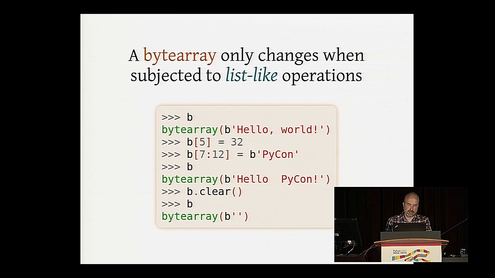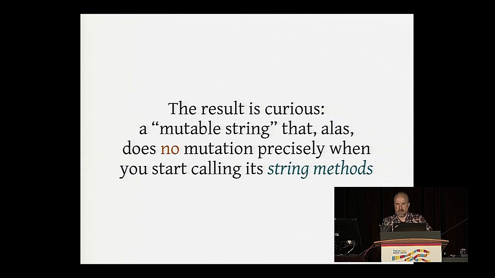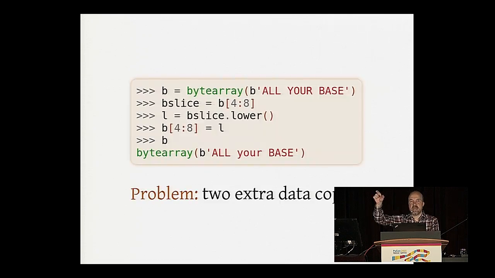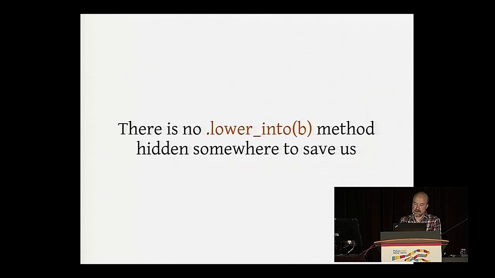A byte array only changes when subjected to list-like operations, like assignment to an index or assignment to a slice or .clear. And so the result, if you try writing a network algorithm or something with this, is curious. You have a mutable string that, alas, does no mutation precisely when you start calling its string methods. Want to lowercase a word? Well, you're going to have to make a copy to call lower on. You're going to have to do slicing, giving you a copy, call lower, making another copy, and then assignment to copy it a third time back into the data structure in order to get that accomplished. There isn't a lower into and an upper into that would let you do smaller grained manipulations that wrote directly to your new byte array.